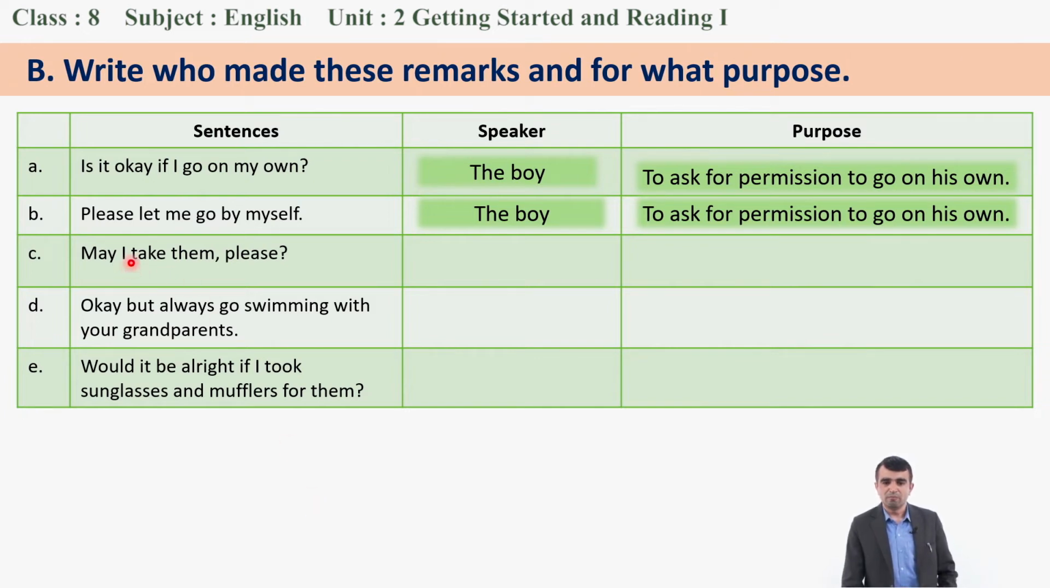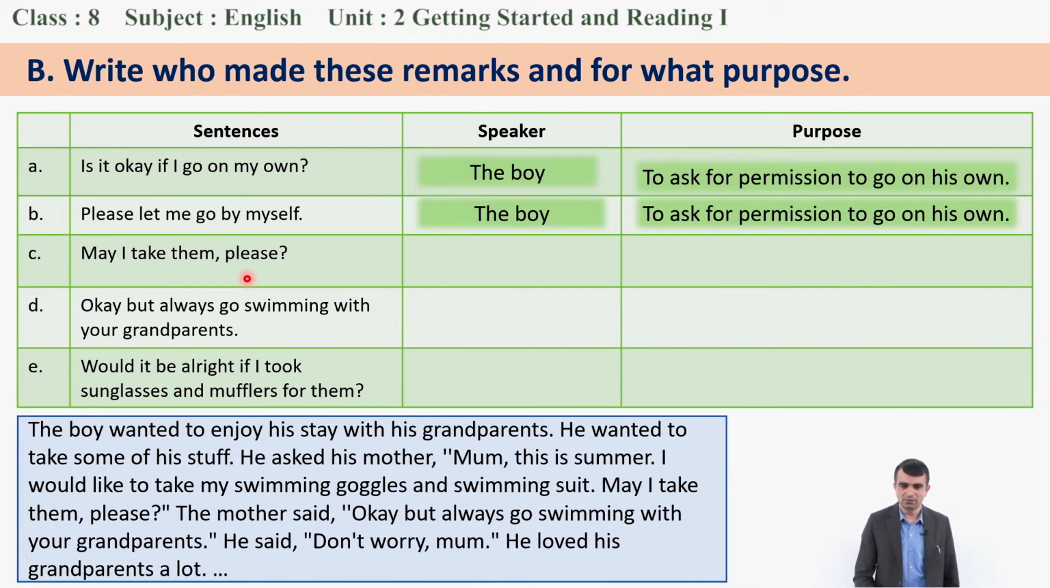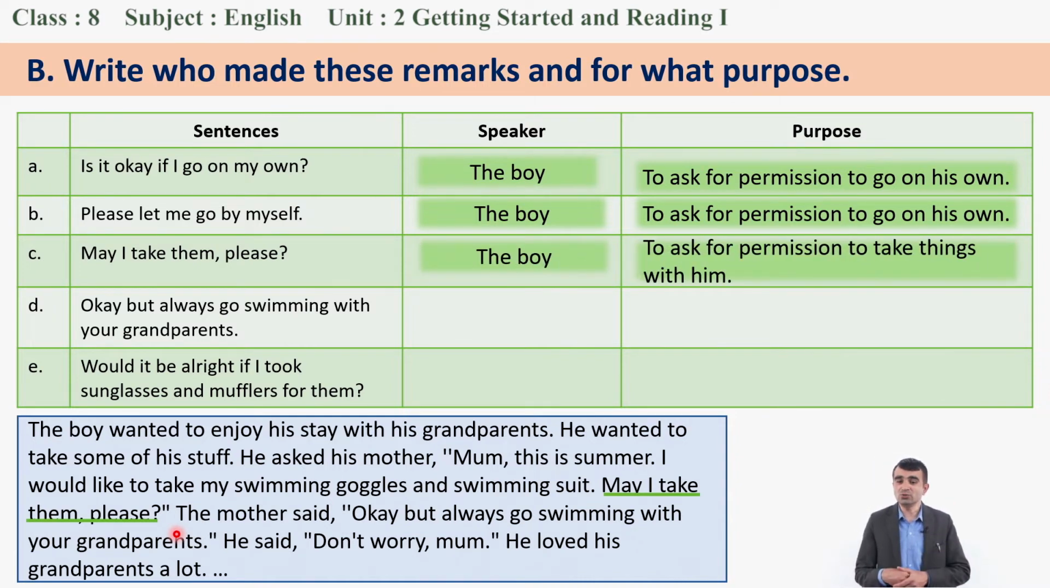Third one: May I take them, please? Who said it? Here you can see. Where is it in the text? Well, here: I would like to take my swimming goggles and swimming suit. May I take them, please? Who said? Again, the boy. For what purpose? To ask for permission to take these things with him.